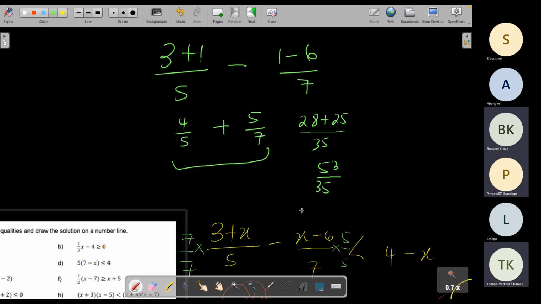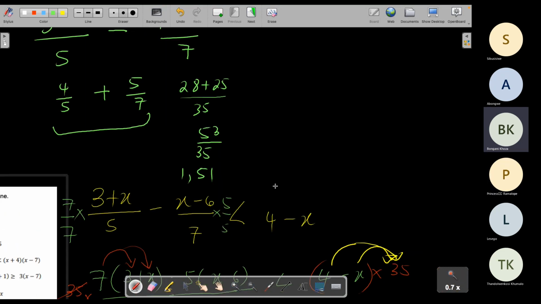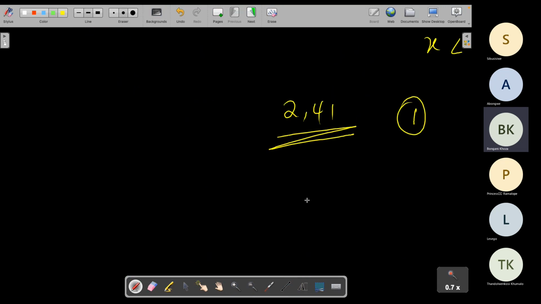What's this number in decimal format? 1.51. So this was the left-hand side. Let's check the right-hand side. We said we were using 1 as our x value. What do we get here? 4 minus 1? 3. So is 3 greater than 1.51? Yes. That means our solution that we have here is correct.